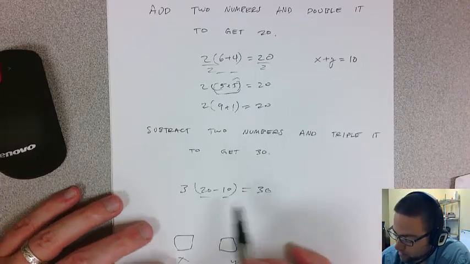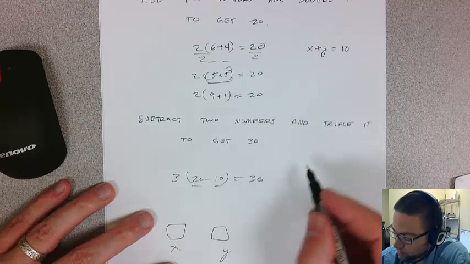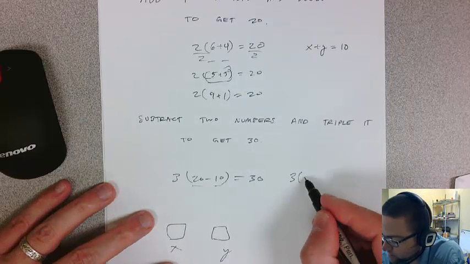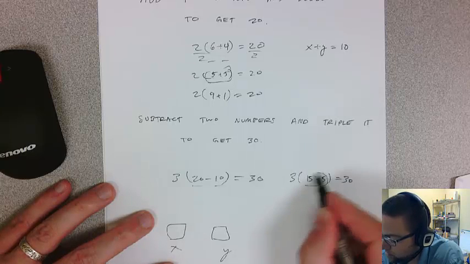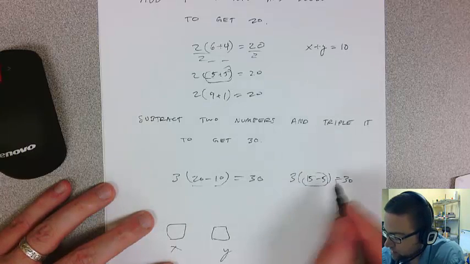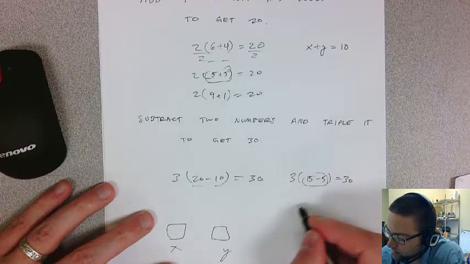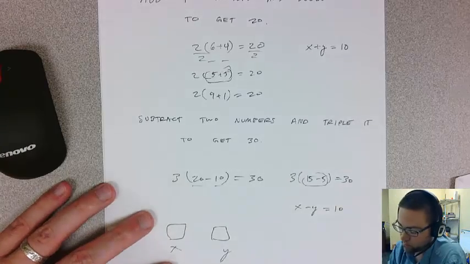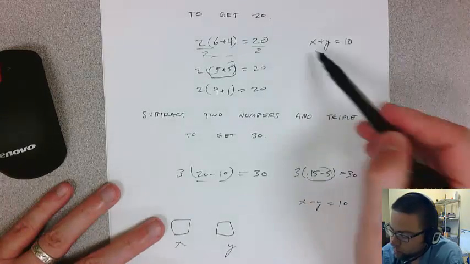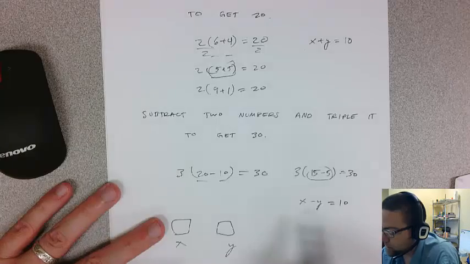And you would find out that the same issue comes up with this one, that 3 times, I don't know, 15 minus 5 is equal to 30. That these two numbers always have to subtract to 10. So you could simplify this process and say, well, the two numbers have to subtract to 10, right? So what two numbers add to 10, and also when I subtract them, it's 10?